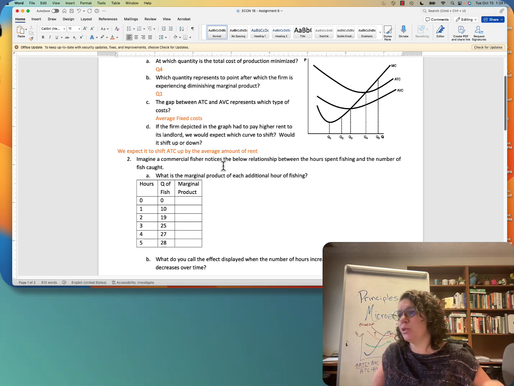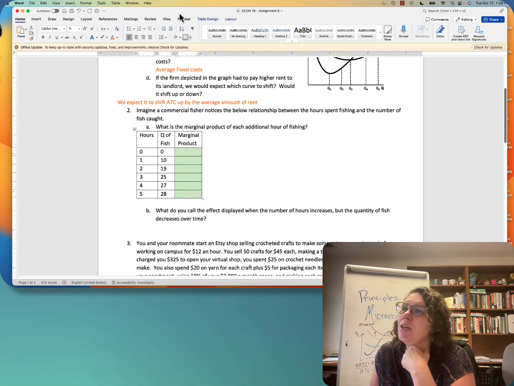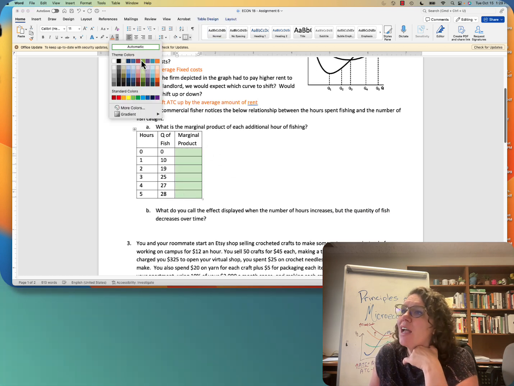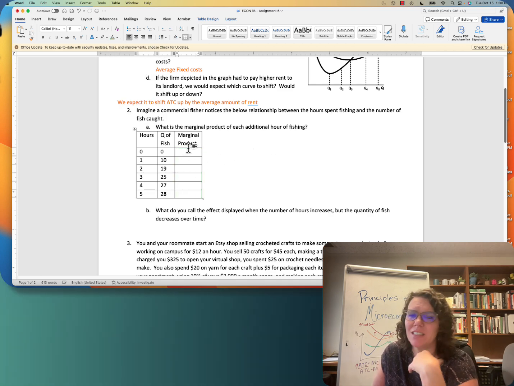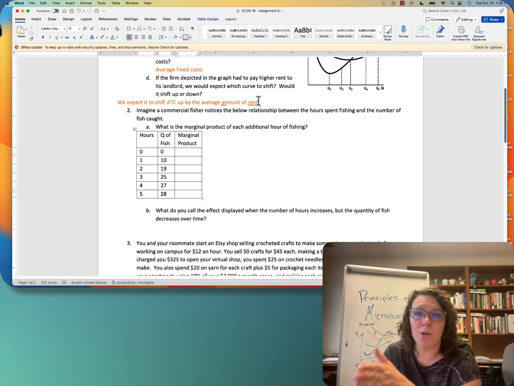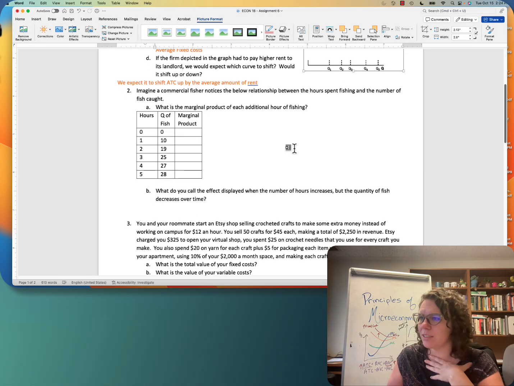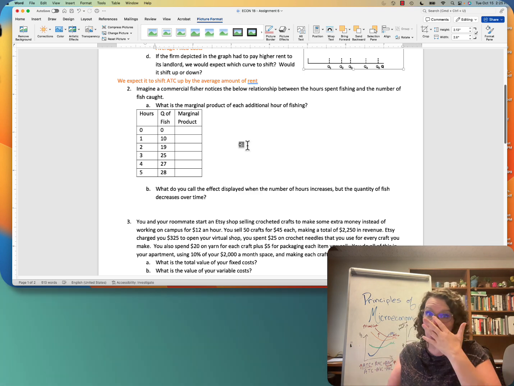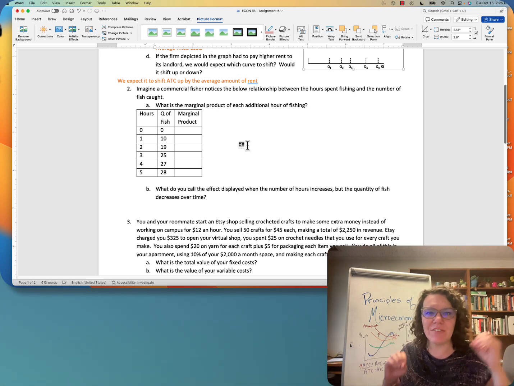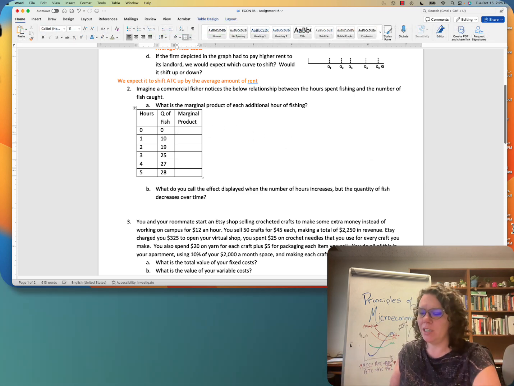The next question, we have a commercial fishing person who notices the relationship between hours spent fishing and the number of fish caught. The first thing we want to do is derive the marginal product of each additional hour of fishing. And so this is a little bit different, right? We're not talking about adding workers. We're talking about one worker adding more hours. So what we want to see here is how each additional hour produces more fish on the margin.